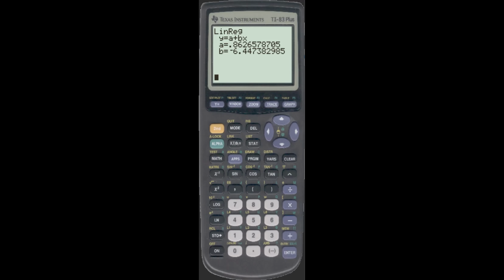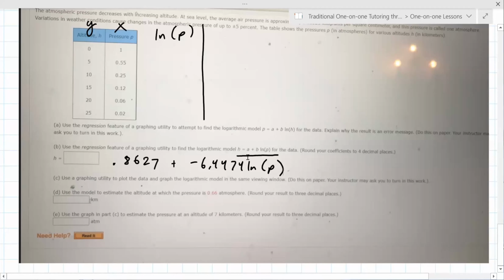Let me get that up. Okay, so you wrote down your regression equation. There it is. I really hope this is right, because everything else is based on that. Use the model to estimate the altitude at which the pressure is 0.866 atmospheres. So that's saying that that's your p-value.